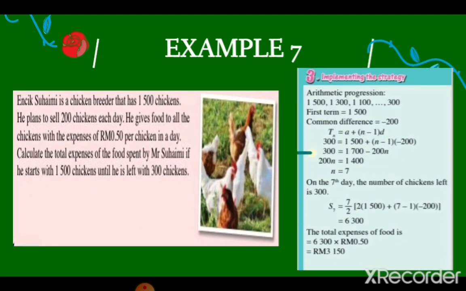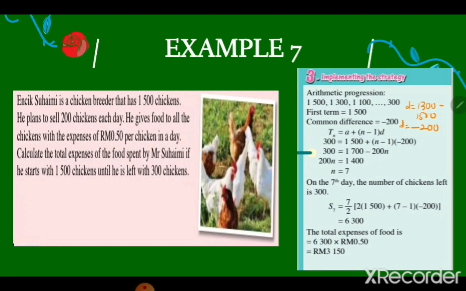So the first thing, we need to identify the series. So from 1,500, and then he sells 200. So the second day left with 1,300. The third day left with 1,100, until the last term, only 300 chickens left. Okay, so our first term is 1,500 and the common difference is negative 200, because D is equal to 1,300 minus 1,500.